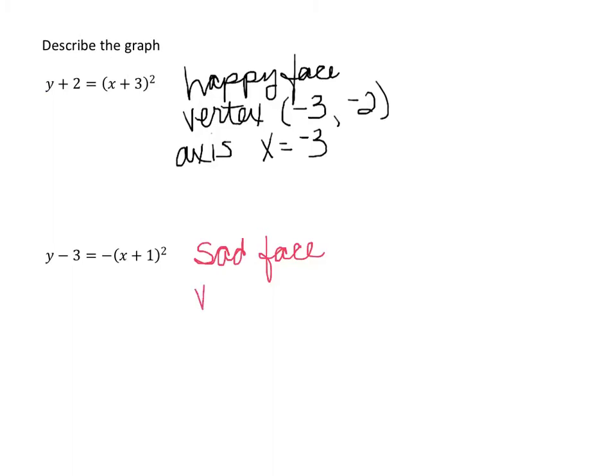The vertex will be the point negative 1, 3. Right, so the opposite of this, the opposite of this. The axis of symmetry is x equals negative 1.